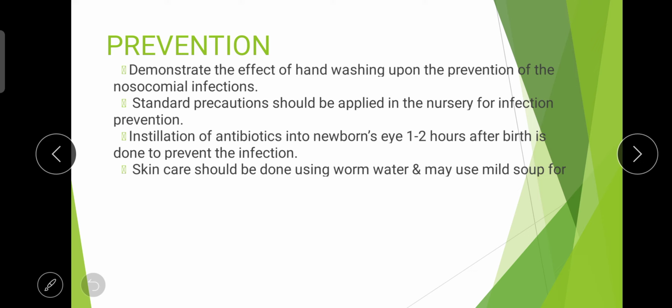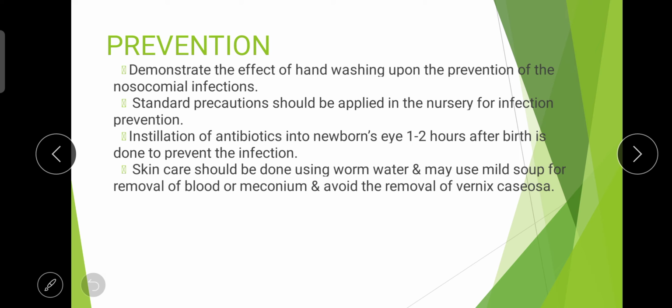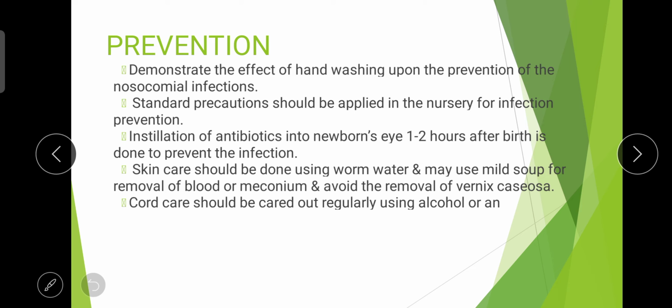Skin care should be done using warm water, and mild soap may be used for the removal of blood or meconium, but avoid removing the vernix caseosa. We have seen in the normal newborn there are some white patches on the baby's body, which is called vernix caseosa. It helps the baby maintain temperature. It will cover the whole body and gradually disappear, so try not to remove it.